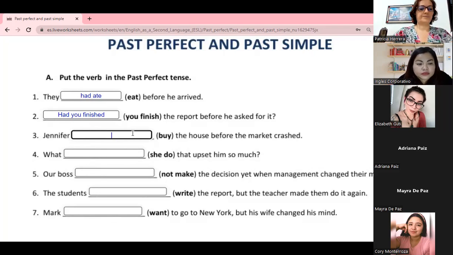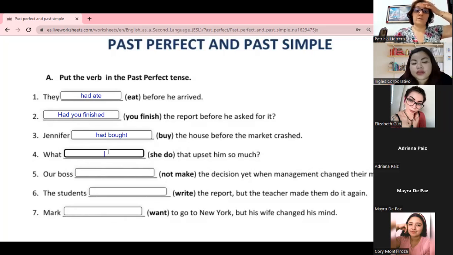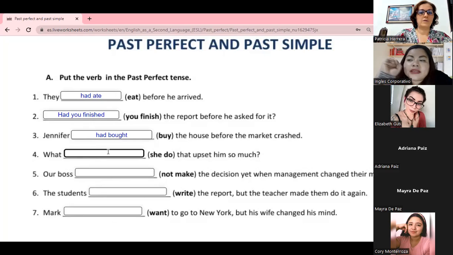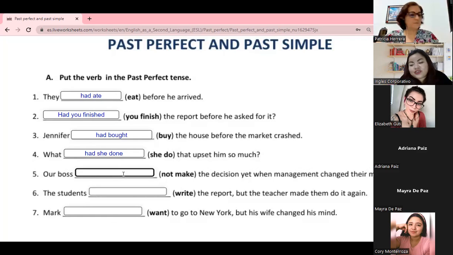I think I am the number four. Let me see. No, you're not. Jennifer had bought the house before the market crashed. Okay, very good. Thank you so much. Mayra, number four. What did she do that upset him so much? That would be perfect in simple past. What did she do? But we're talking about past perfect. What had she done? Exactly. That upset him so much. Yes. Right. Number five, Adrian.